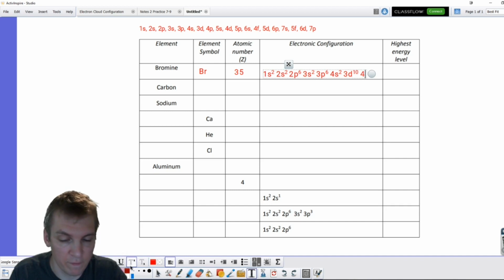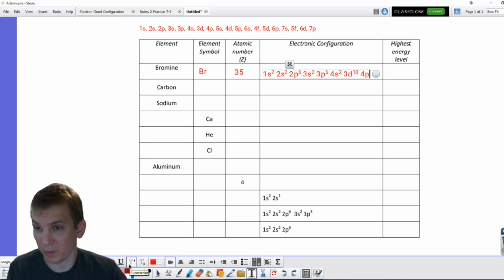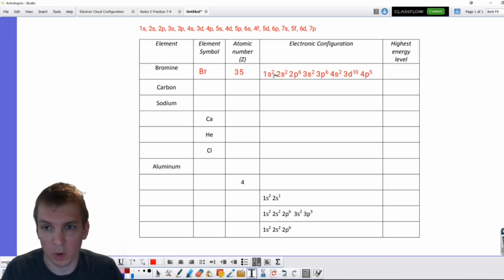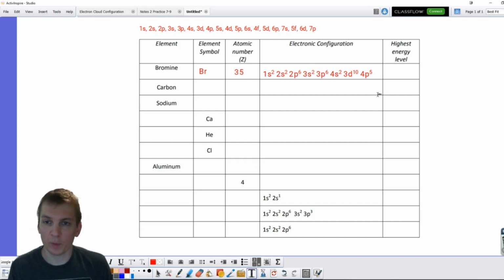And then 4p. And then can I fit my last 5 in this last p orbital? And the answer is yes, I can, because the p orbital can hold 6. So I'm actually going to put the last 5 in there. And just double checking my work, I'm going to only count the small numbers: 2, 4, 10, 12, 18, 20, 30, 35. Okay, so for bromine, that would be its electron configuration.